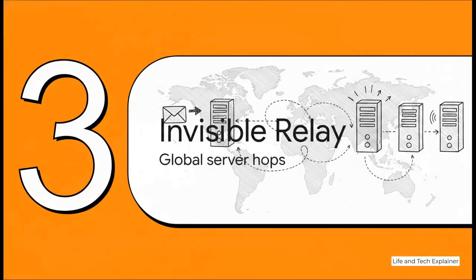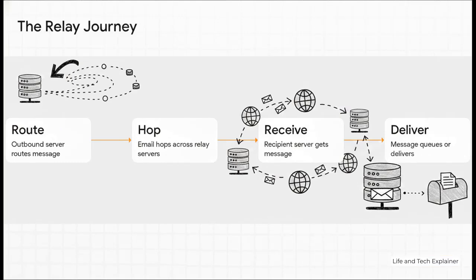Up next, Section 3, the invisible relay journey, hopping across global servers. Now that our email has an address, it kicks off its physical journey across the internet's vast postal sorting system. And listen, an email rarely goes in a straight line. First, your outbound server routes the message. Second, it hops across multiple intermediate relay servers, literally bouncing through data centers and enormous fiber optic cables spanning around the world. Third, the recipient server finally receives it. And lastly, it queues or delivers the message to its final local destination.